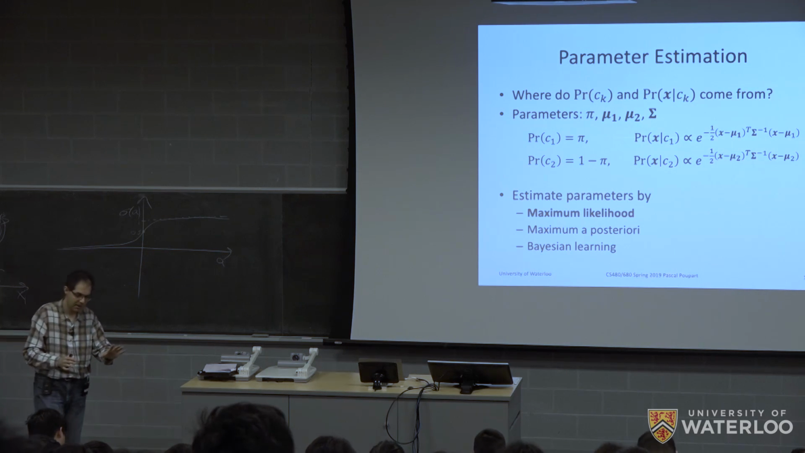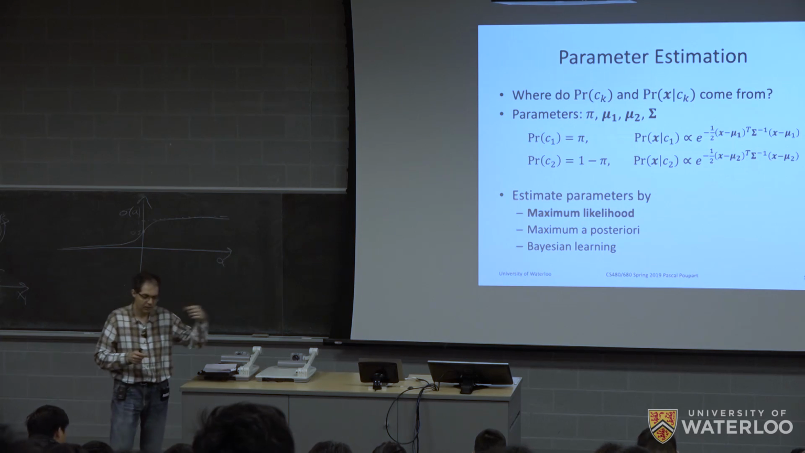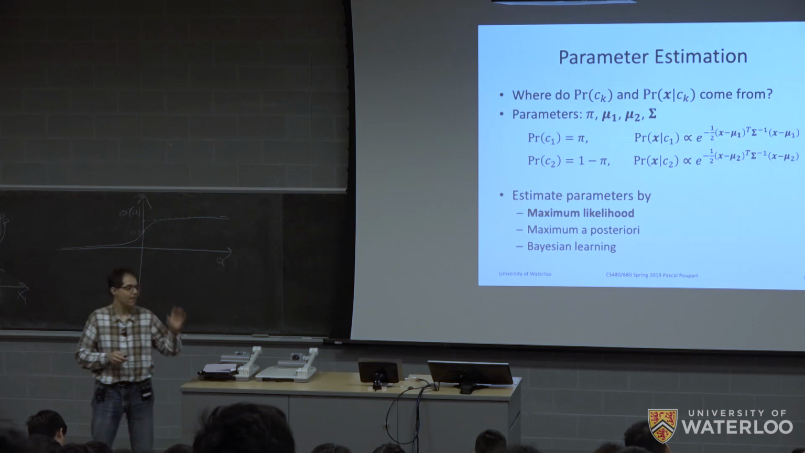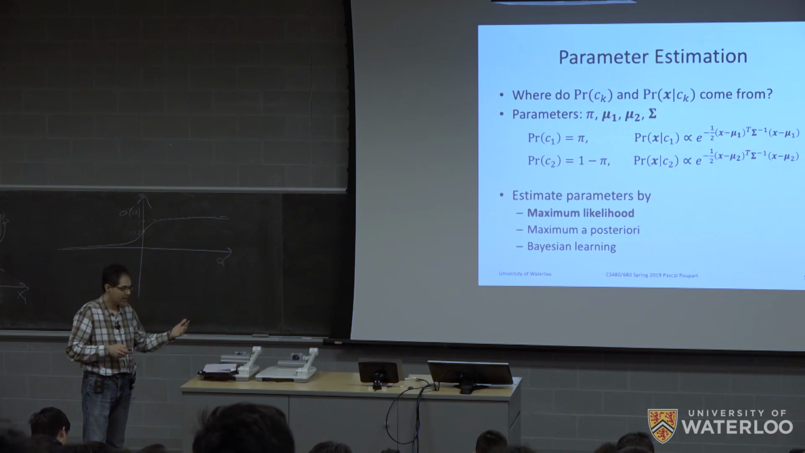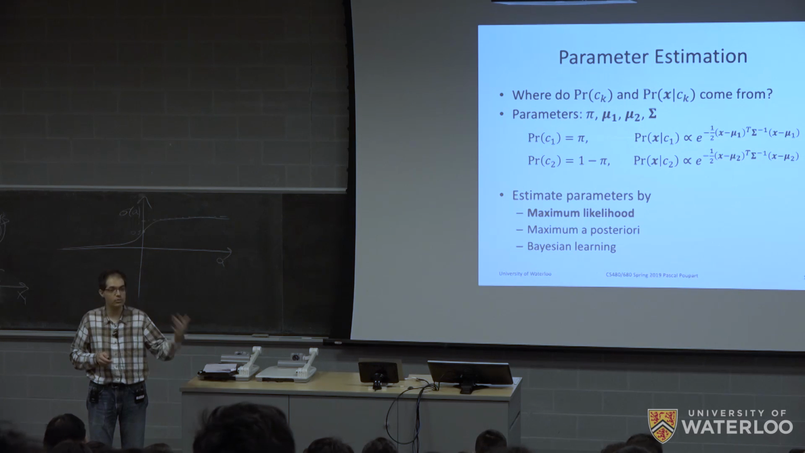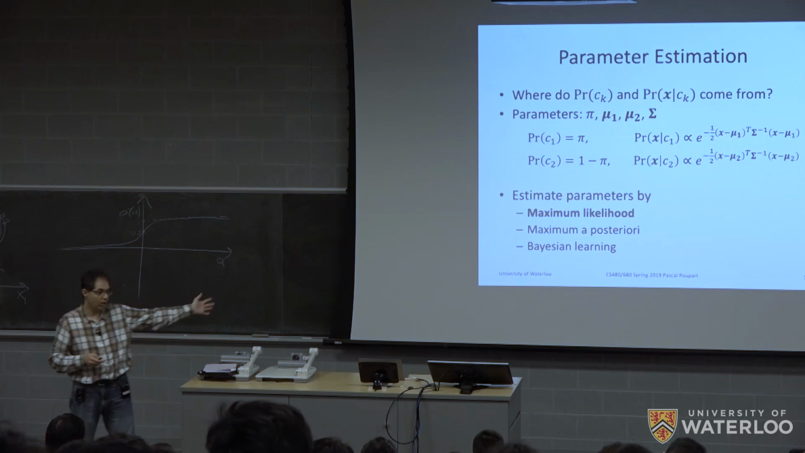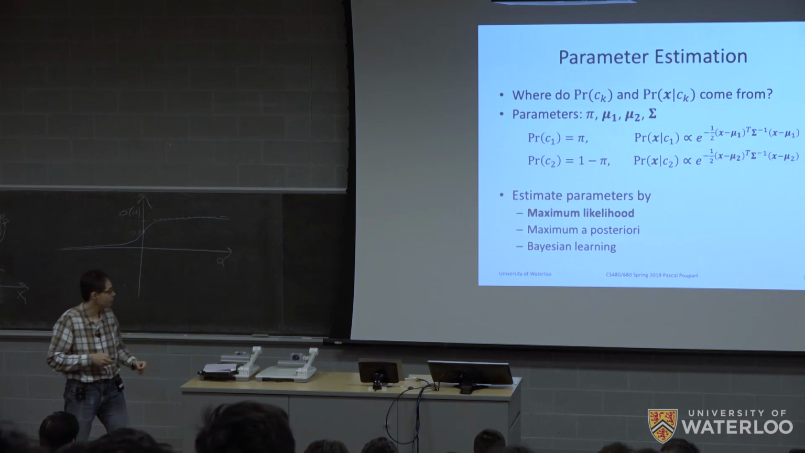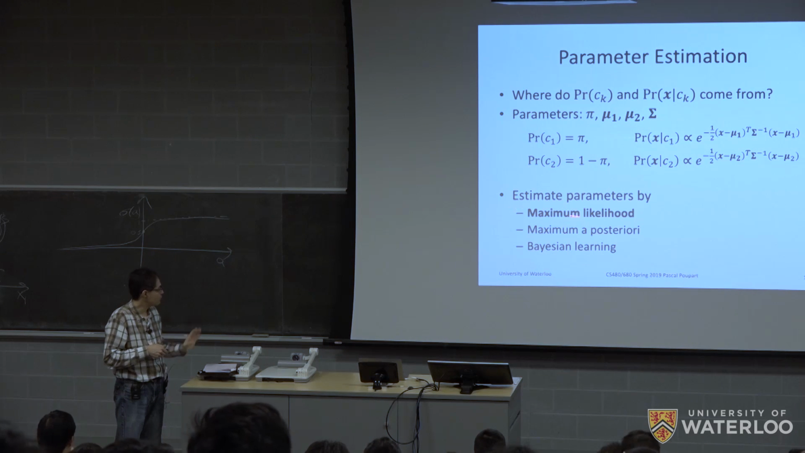So given some parameters, how can we infer what is the class of a data point? For learning, we saw in previous lectures that we can use Bayesian learning, maximum posterior learning, and also maximum likelihood learning. All three of them are possible here too. But for the purpose of this course, I'm only going to cover maximum likelihood.